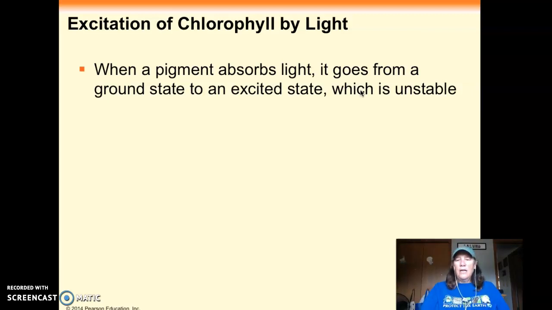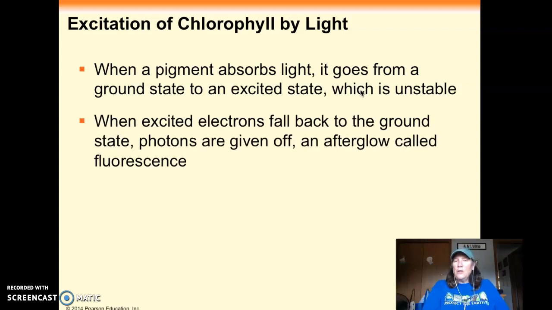So they're unstable. When they go back down to where they're supposed to be, okay, they give off that energy. And so then they give off photons. Photons are light. They're little packets of light. When they go back down to their ground state from the excited state, they have to give off that energy. If you're talking about a metal, like when you do a flame test, it's a certain wavelength that gives off a certain color. So they get this, they call it afterglow. It's called fluorescence. Okay, so when chlorophyll gets hit by light, it gets energy.